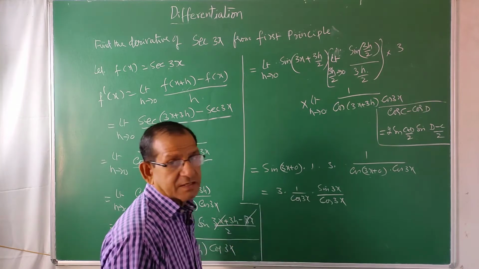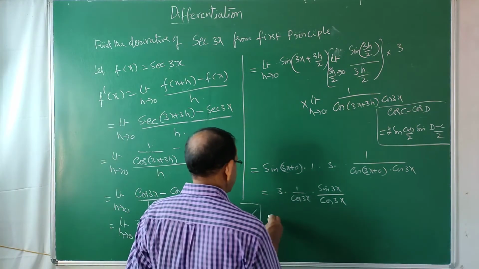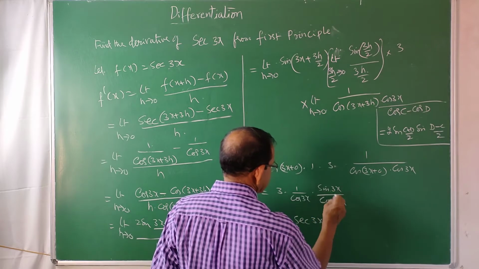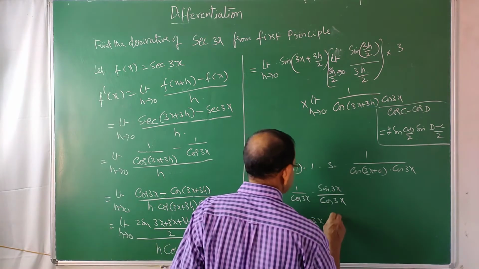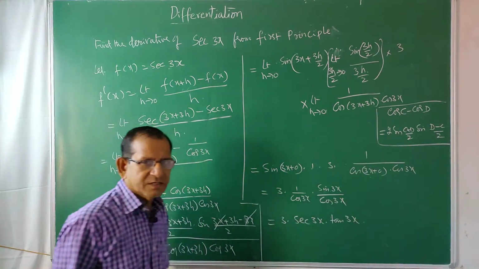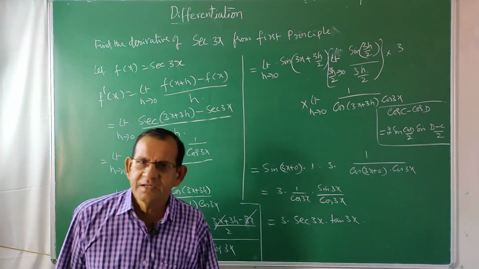1 by cos 3x is secant 3x. So this is 3 into secant 3x. Sin 3x by cos 3x is tan 3x. So the derivative of secant 3x is 3 secant 3x into tan 3x.